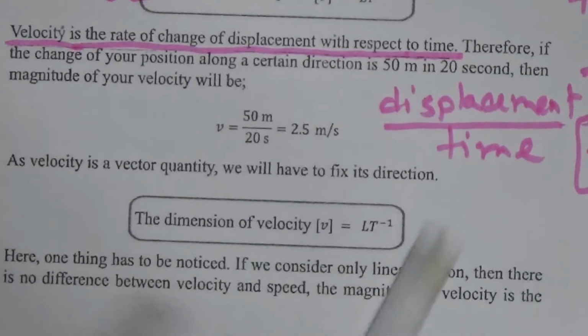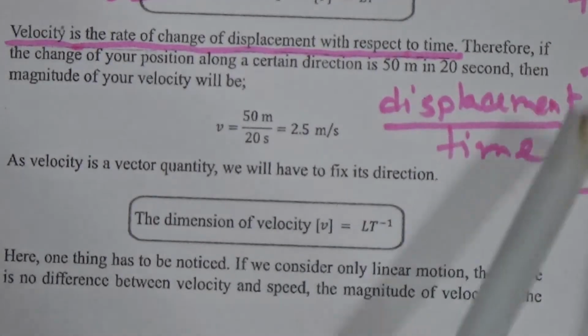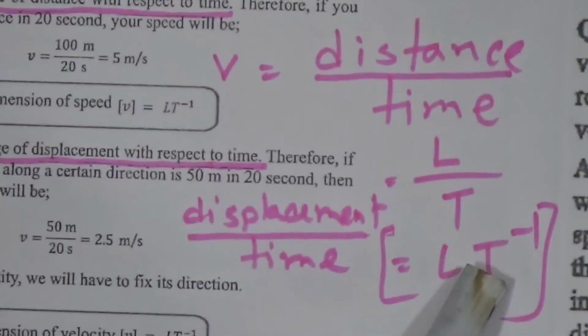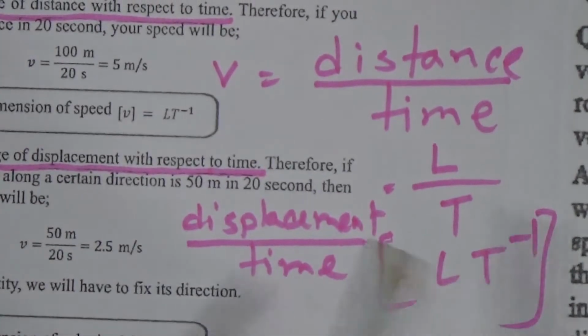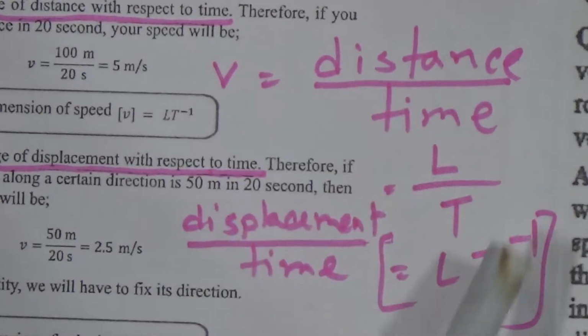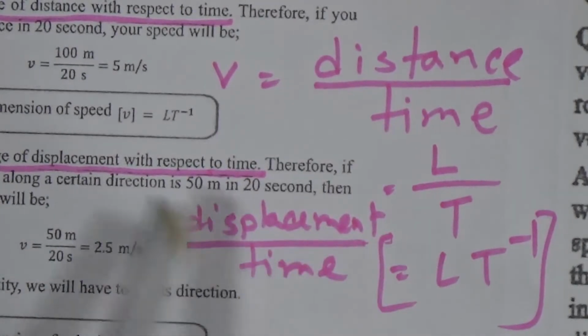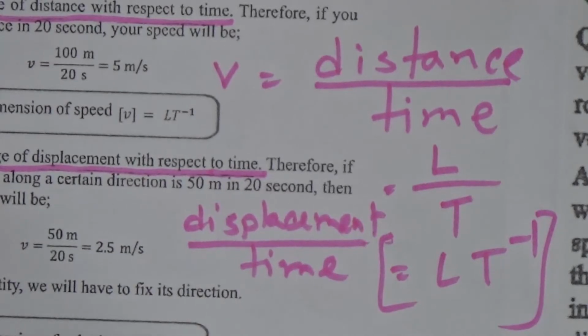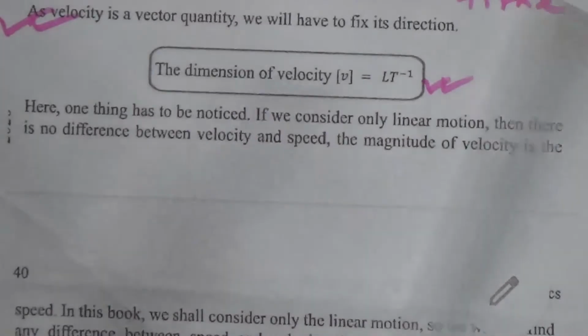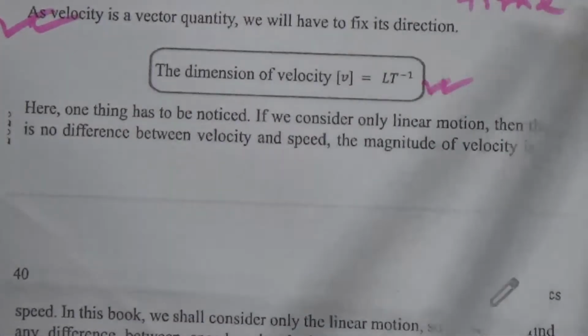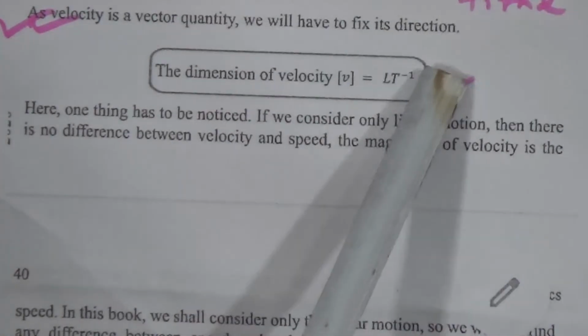My dear students, we have already learned that the dimension of speed and the dimension of velocity are the same, and the unit of speed and unit of velocity are also the same. It will be meter per second. Velocity is a vector quantity and the dimension of velocity is also L per T. We have learned it.